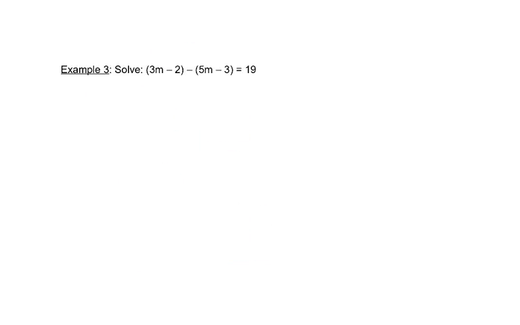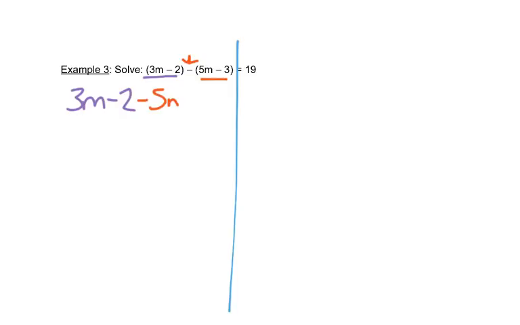We'll skip 2 and go on to 3. Here, remember, draw a line down first. Remember that these parentheses don't have anything around them. That means that those parentheses aren't really needed. So we'll just write 3m minus 2. And then here, this minus sign means that everything after it has to be the opposite. So we have minus 5m plus 3. And that equals 19. So now let's combine some like terms.